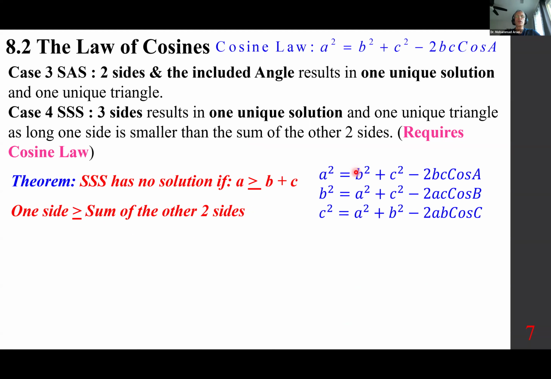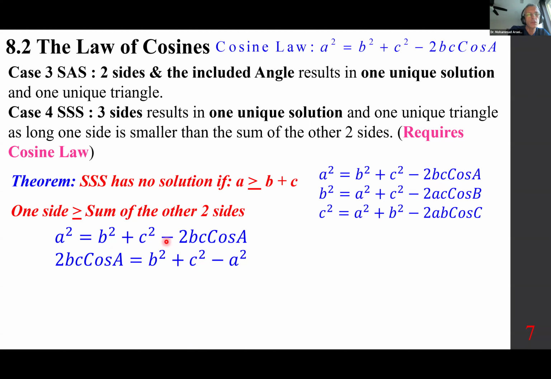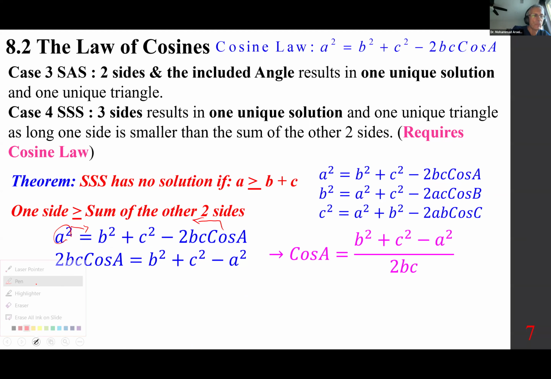Here are the formulas for the various sides, for A squared. We have it if you want it for B squared. In short, notice, if you want A squared, it has to be the other two, B squared plus C squared, minus 2BC cosine of this angle. For B squared, it's A squared plus C squared minus 2AC cosine B, and so on. Now, if we move this to the left and A squared to the right, then we can solve for cosine A, which is B squared plus C squared minus A squared over 2BC. That's the result of that.